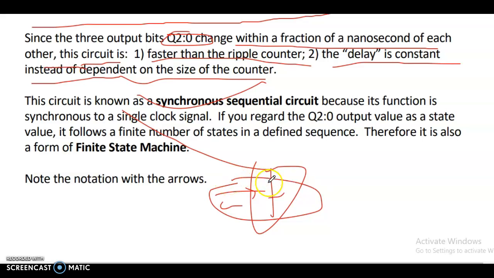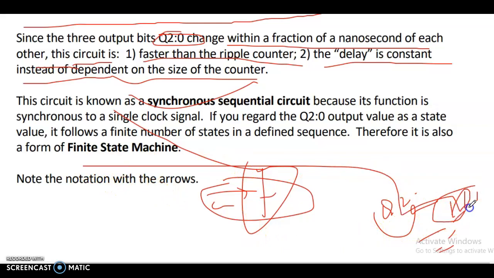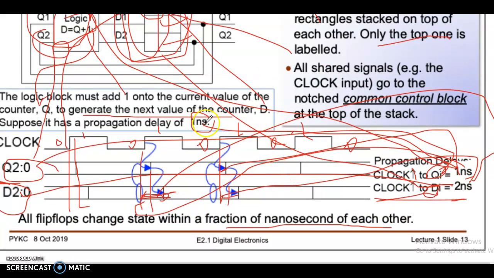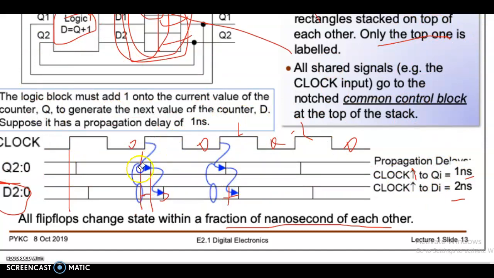If you record the Q[2:0] output value as a state value, it follows a finite number of states in a defined sequence. Therefore, it is also a form of finite state machine. Note the notation with the arrows.